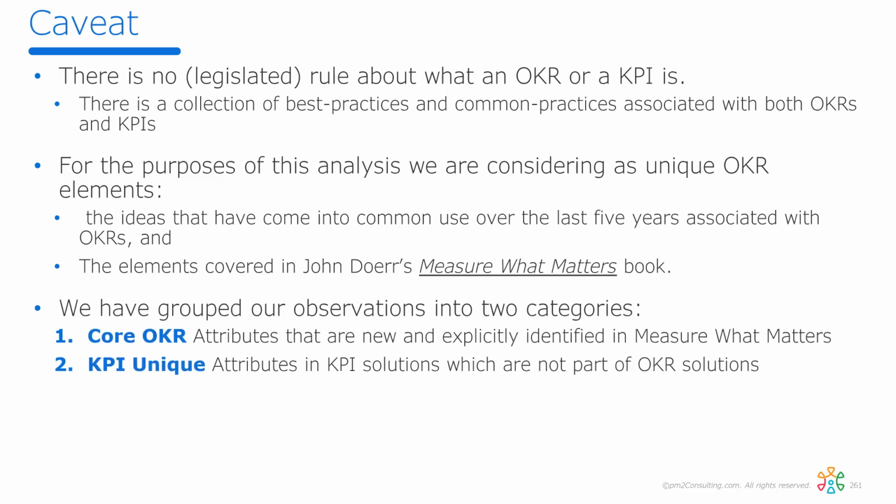Then what I've done is I've tried to group the ideas into two categories. One is what things are core OKR. These are attributes that are new and explicitly identified in Measure What Matters, associated with OKRs. And then secondly, things which are KPI unique, which are either specifically excluded from the OKR practice or just unique to the KPI areas and not overlapping.